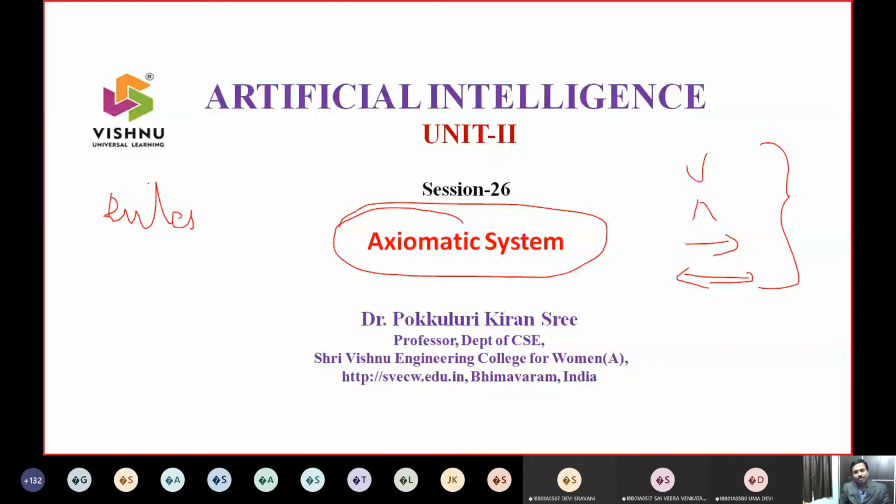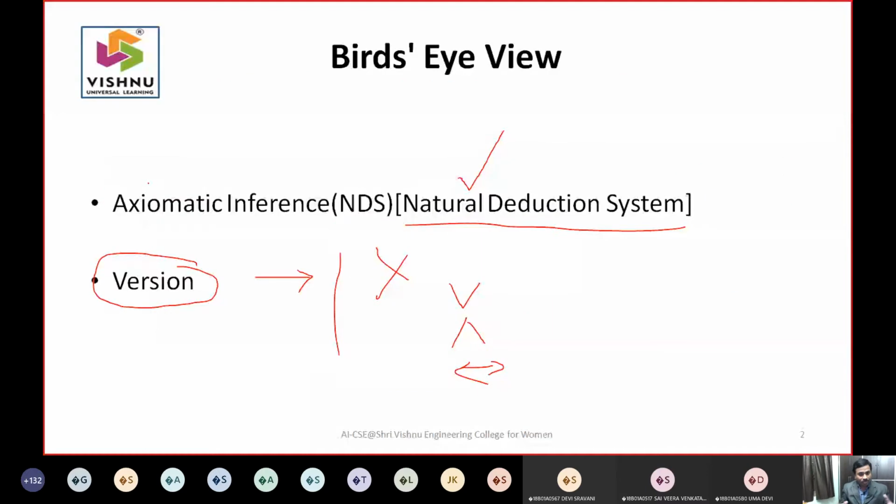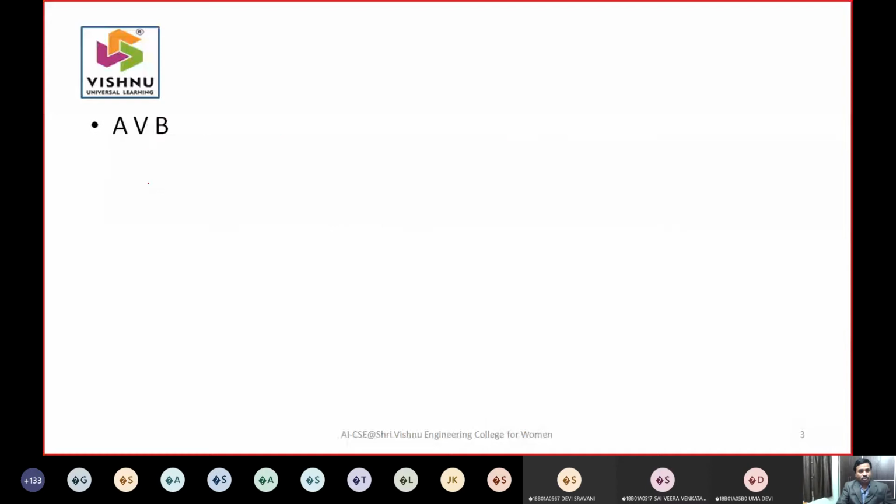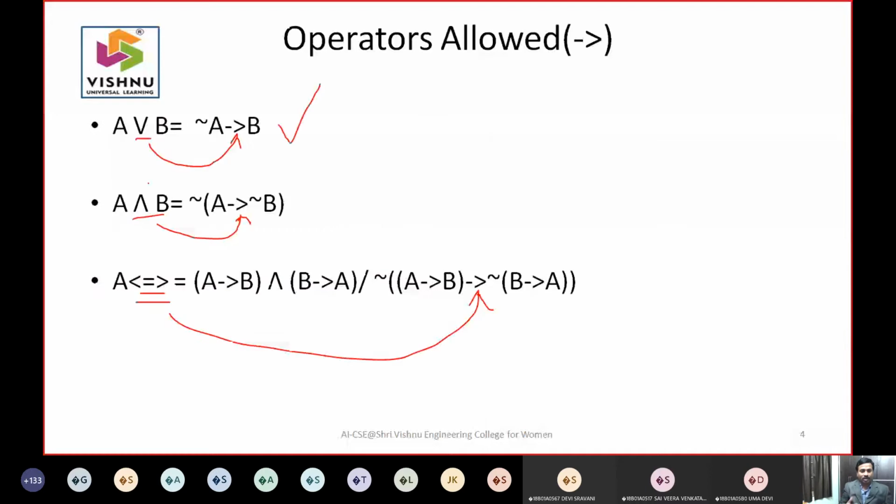Natural deduction system is a system where every operator is allowed and every rule that we have discussed is allowed. We have seen 9 rules, and in that we have used 7. So all these 7 or 9 will be accepted in NDS, natural deduction system. But axiomatic system is a bounded system where the scope is very small in terms of how you accept the rules and how you accept the symbols. So we are just moving ahead.